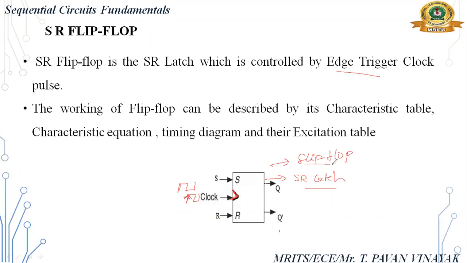The only difference is the clock notation. If you don't mention any arrow, it is an SR latch. If you mention an arrow, it is an SR flip flop. Only that difference. The remaining operation is entirely the same.